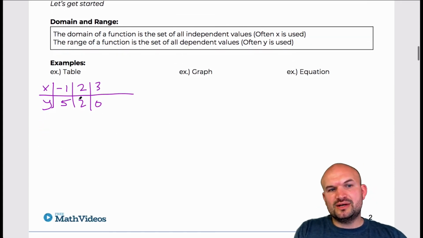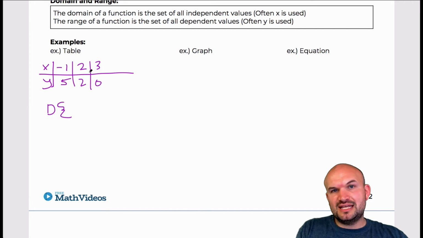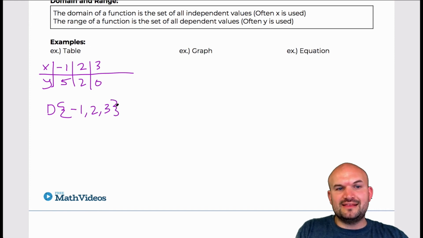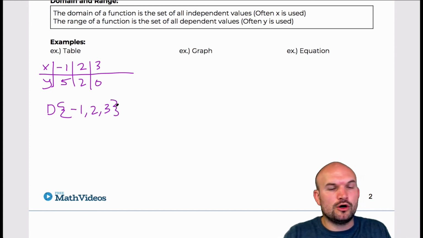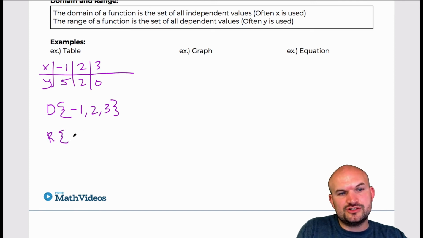Now, when we're dealing with a function that's discrete, a lot of times using set notation is going to be preferred. So I'll just write domain. And then I'm going to list the values that are in my domain, or my x values, -1, 2, and 3. The set is just a way for us to group all those values together collectively. And then I'll have the range, which I'll write in ascending order, 0, 2, and 5.